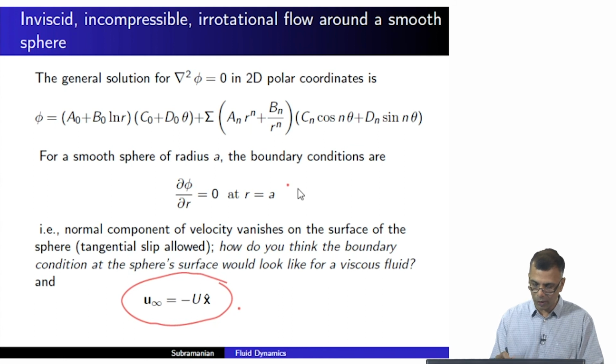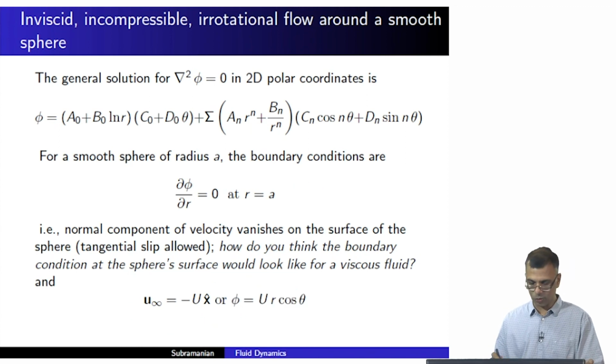When you impose these two boundary conditions on this general solution, here's the other thing. Either you think in terms of the velocity, or we are really looking at the potential, aren't we? So it's useful to write down the potential, and that turns out to be ur cosine theta, and this is nicely written down in spherical polar coordinates. And so you have these two boundary conditions, this and this, on phi.